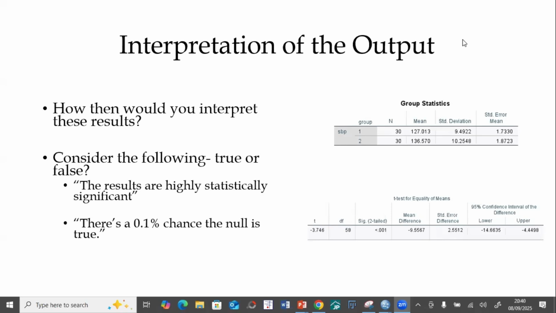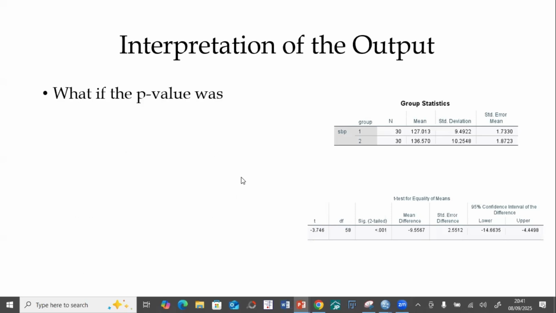What about the second point, that there's a 0.1% chance that the null hypothesis is true, that there's a 0.1% chance that there is no difference? What do you think about that interpretation? Because that's another interpretation that is there in literature. I think that may be a bit more difficult to answer, and I'll help you answer that in the subsequent slide. But either way, both are not accurate interpretations. So what does p-value mean?